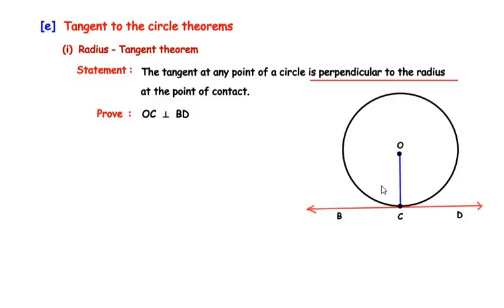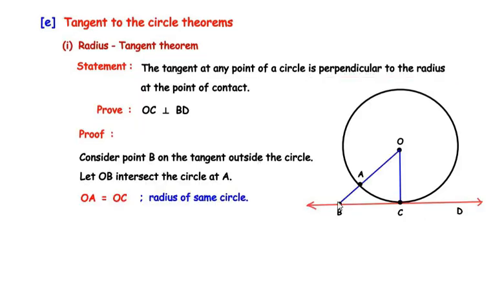So here we have drawn a circle with center O and OC is the radius of the circle. And we have drawn a tangent, that is a line which touches the circle at just one point. So we have drawn the tangent BD touching the circle at point C. Now here we need to prove that the radius OC makes an angle of 90 degrees at the point of contact on the tangent, that is at point C. So here we have written, we have to prove OC is perpendicular or is at 90 degrees to the tangent BD. So let us start with the proof now.